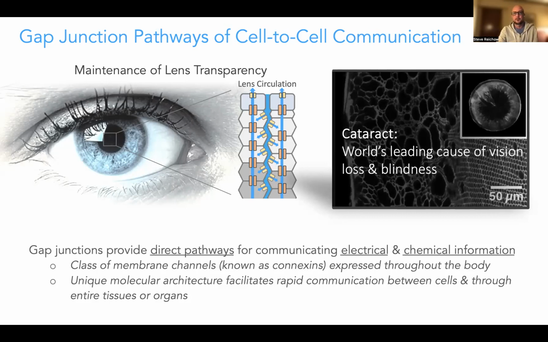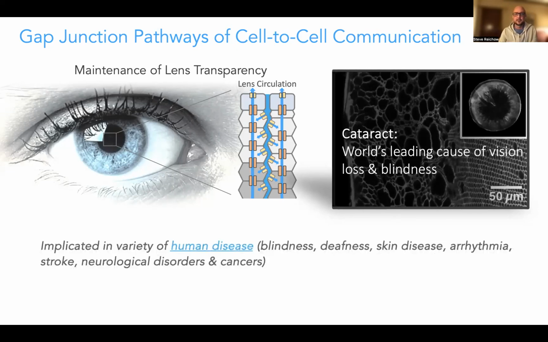And because of the central role that the gap junctions play in many different physiological processes, their misregulation or aberrant function is associated with a wide range of different types of human diseases that range from blindness to deafness, arrhythmia, stroke, and some cancers. And because of these important roles in health and disease, they've been a long-sought target in the field of structural biology.